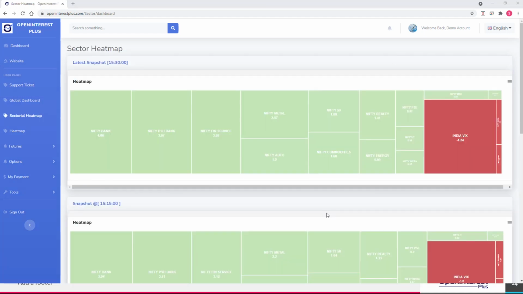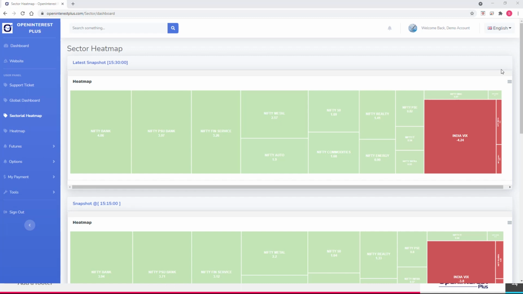So next, we have the sector heat map from the navigation. Once you click on the sector heat map, the sector heat map page will load up, and basically this sector heat map will give us a sentiment of whether there is buying, whether the sentiment is on the buying side or selling side of the entire market.